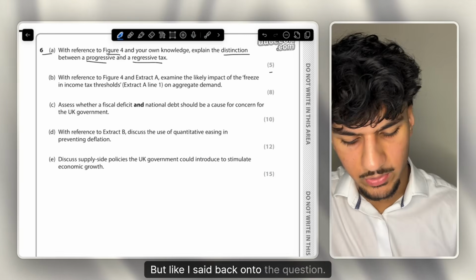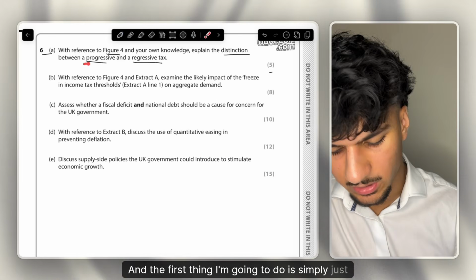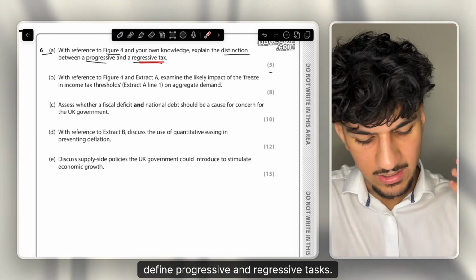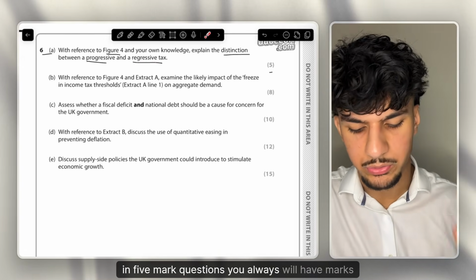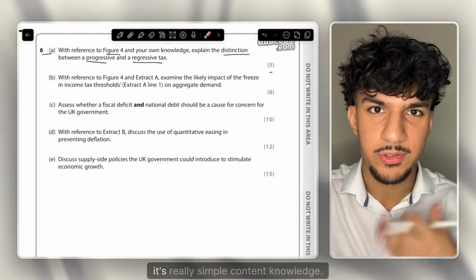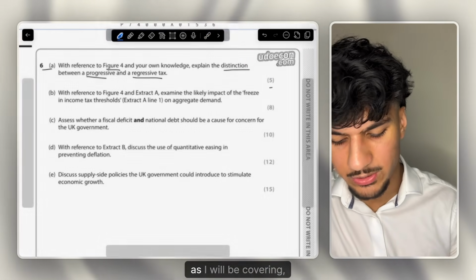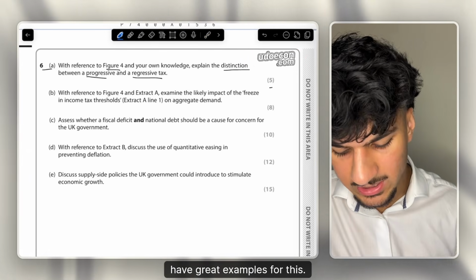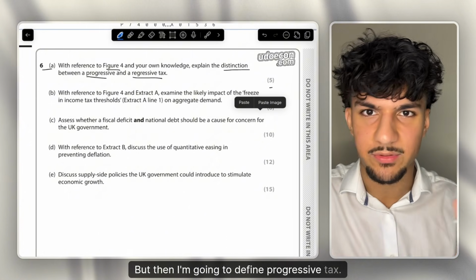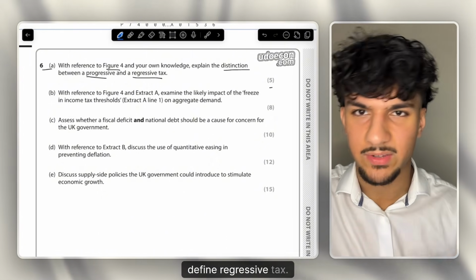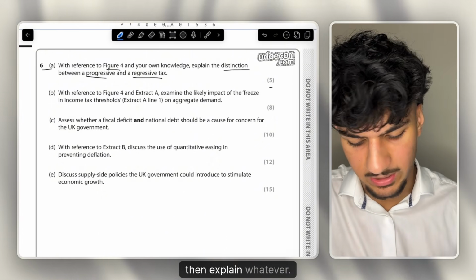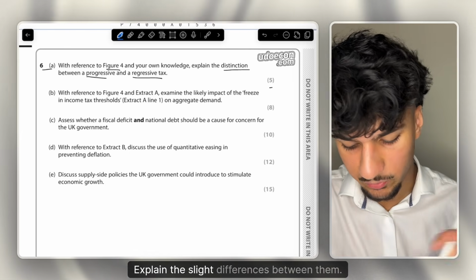So like I said, back onto the question, and the first thing I'm going to do is simply define progressive and regressive tax. And remember, in 5-mark questions, you always will have marks for application. So again, it's really simple content knowledge. Make sure to check out the flashcards on youdoecon.com, as I will have great examples for this. But then I'm going to define progressive tax, give an example, define regressive tax, give an example, then explain the slight differences between them.